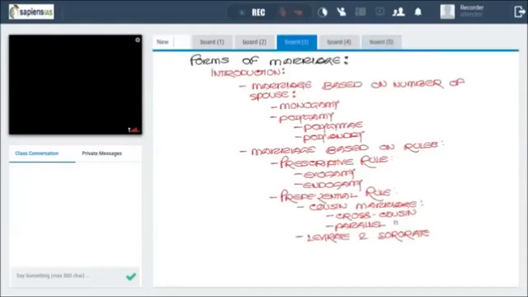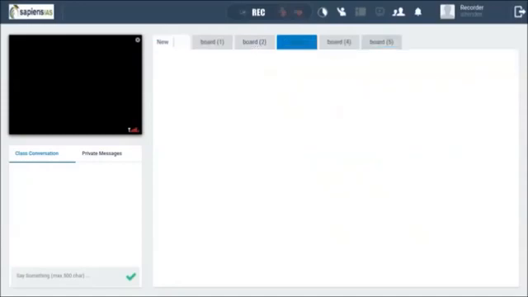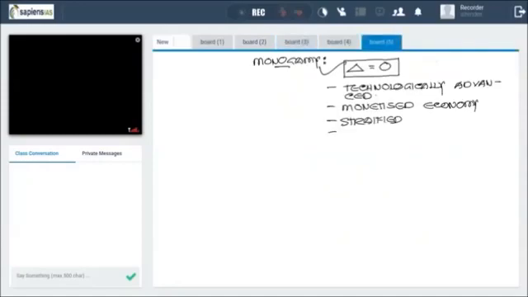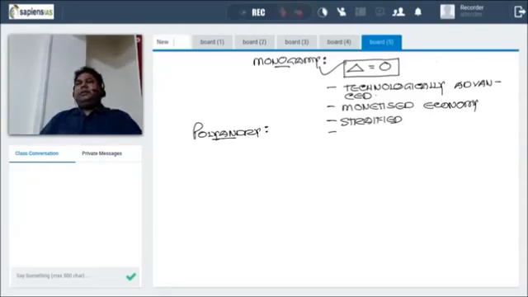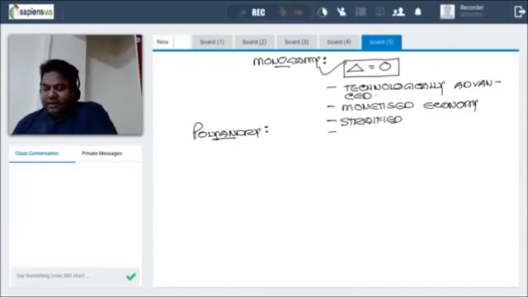Then polygamy. Polygamy means there may be plurality of husbands or plurality of wives. First we can discuss polyandry. It may be an individual question, and it has been asked many times. Write a short note on polyandrous marriage. Write a short note on polyandrous society. So as an individual question, what can be the frame? You just write it.